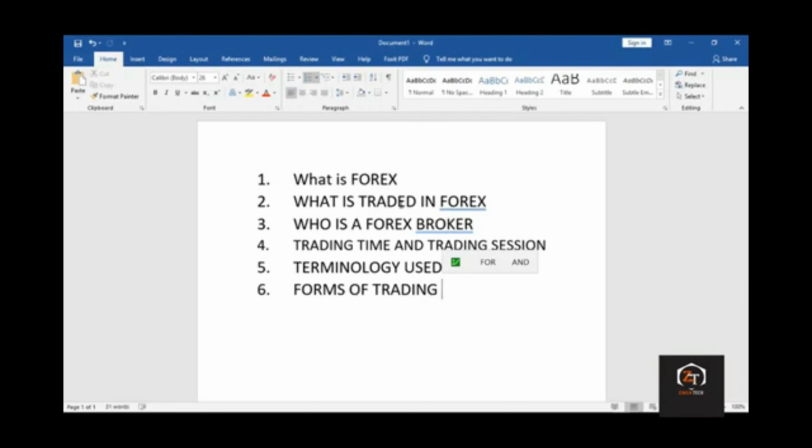Then trading time and trading session, you also need to Google about that. And the terminology used in forex. When you talk about terminology, you as an engineer have your own terminology, a doctor has their own terminology, and forex trading has its own terminology. Now the sixth one is forms of trading. You need to understand what we mean by forms of trading.